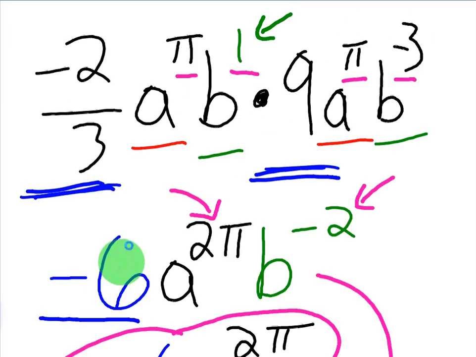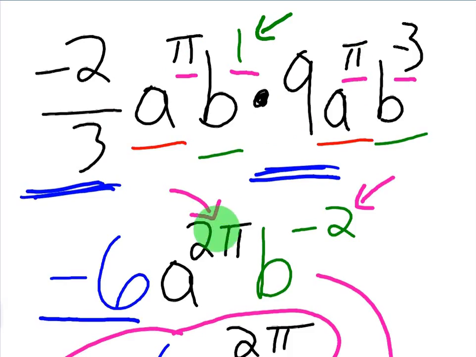But then we can see what? a to the pi times a to the pi. What we're going to end up doing is adding the exponents. Pi plus pi is 2 pi. I know that looks a little weird, but again, the bases are the same. They're both a. So all you have to do is add the exponents. Pi plus pi is 2 pi.